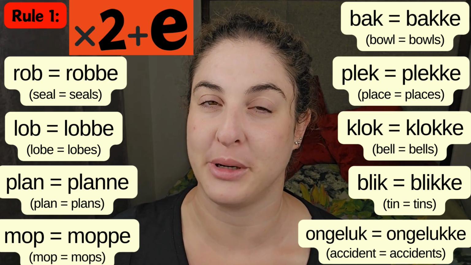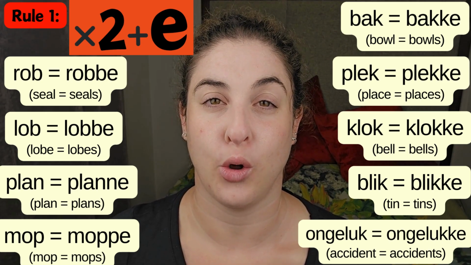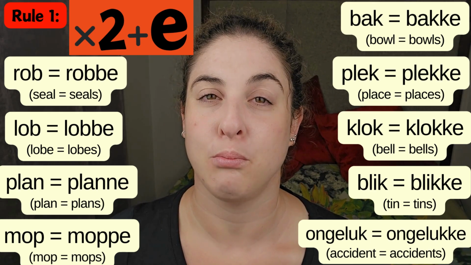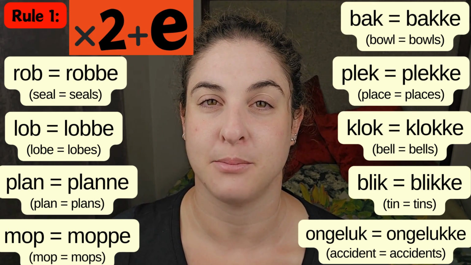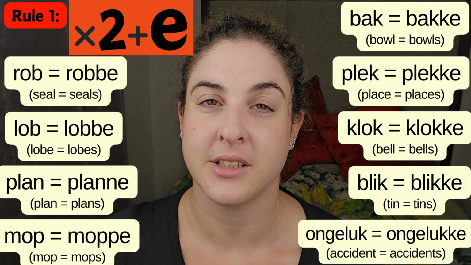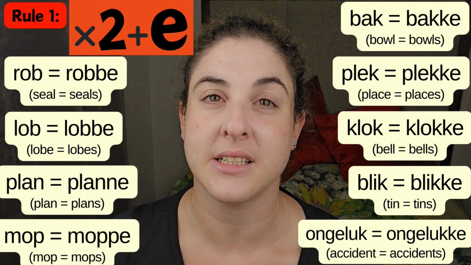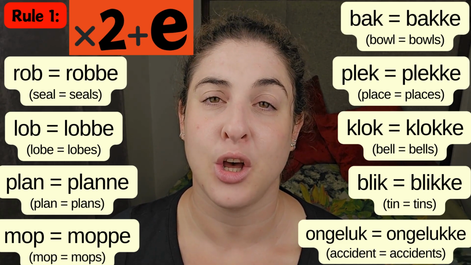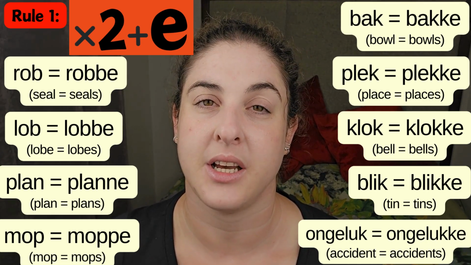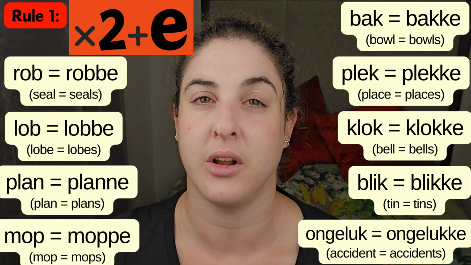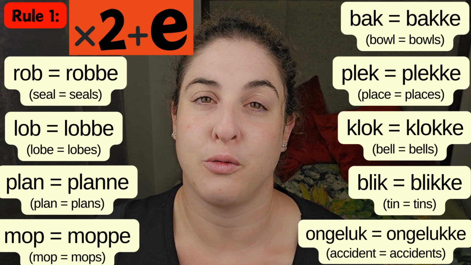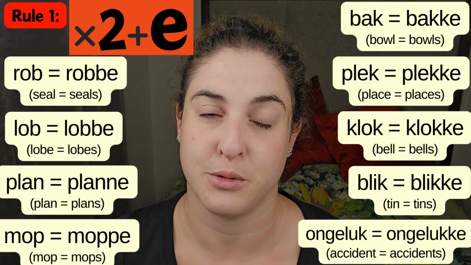Rop, robbe, lop, lobbe, plan, planne, mop, moppe, bak, bakke, plek, plekke, klok, klokke, blik, blikke, and then ongeluk, ongelukke. Now, the emphasis in this word is not on the last vowel or the last syllable, but is in fact on "on", which is the first vowel or first syllable of this word.